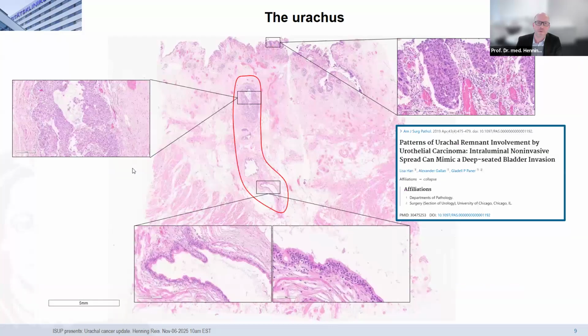This is an image of one urachal case from our institution. This was a bladder resected for urothelial carcinoma, and this is one thing I want to point out because it's important for urothelial carcinoma, not urachal cancer. It's a well-known fact that in this case, for example, I will try to.